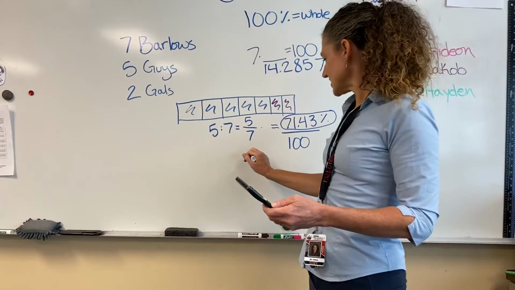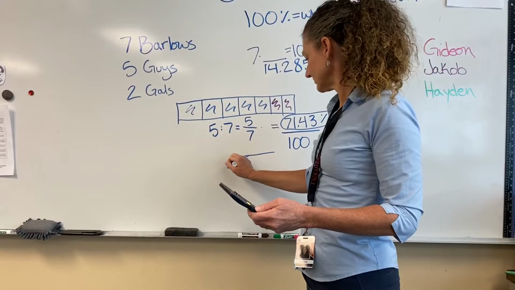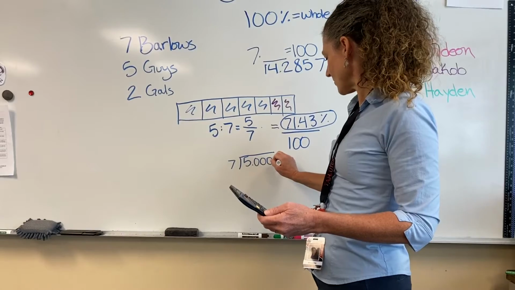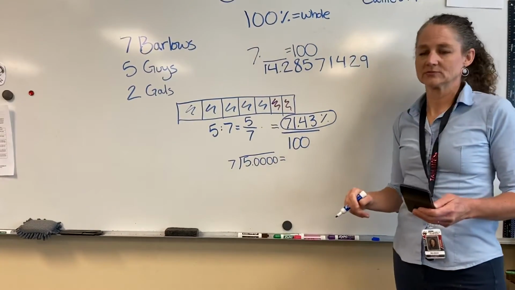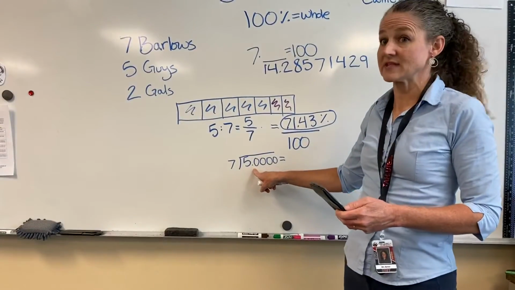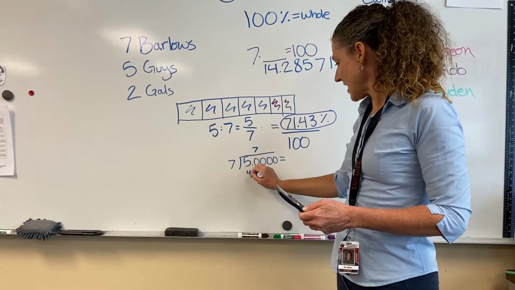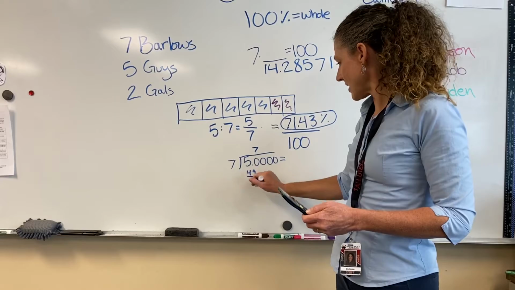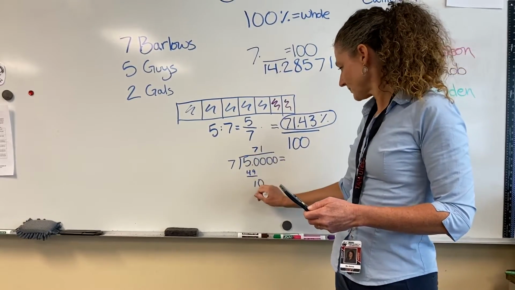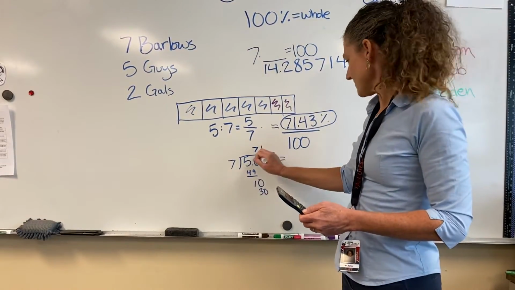If I just do 5 divided by 7, okay, 5.0000, what does that equal? Somebody pop that into their calculator for me. Let's do it by hand. How many times does 7 go into 50? 7. We have 49 minus, and then we have a 1 and a 0. How many times does 7 go into 10? 1. How many times does 7 go into 30? 4 times.